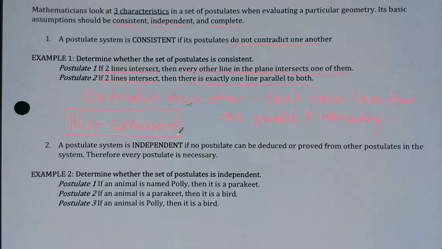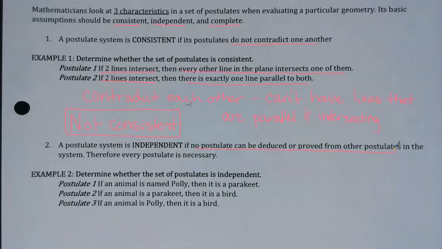Postulate 1, if an animal is named Polly, then it is a parakeet. So we've got some if-then statements. Postulate 2, if an animal is a parakeet, then it is a bird. Postulate 3, if an animal is Polly, then it is a bird. Okay, so we're looking to see if it's independent. Independent means no postulate can be deduced or proved from other postulates. Each one is necessary.